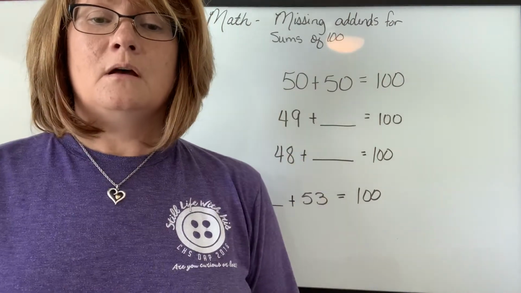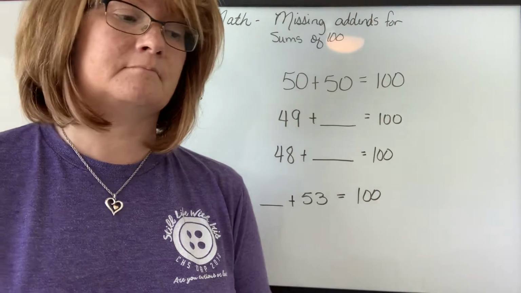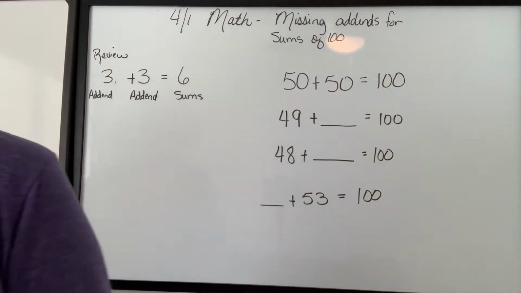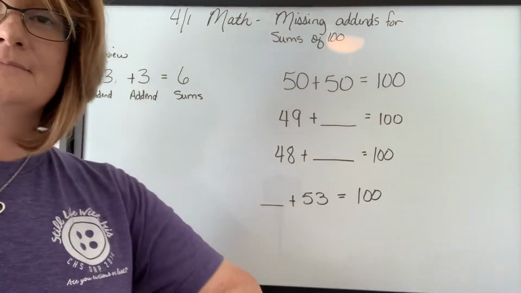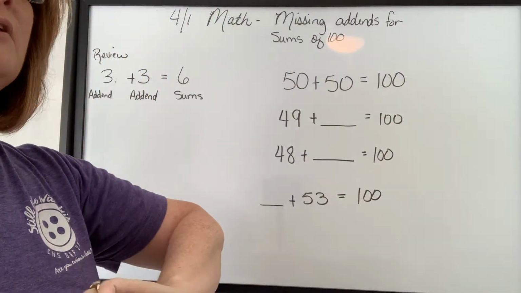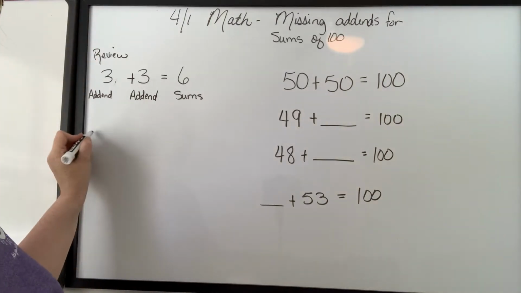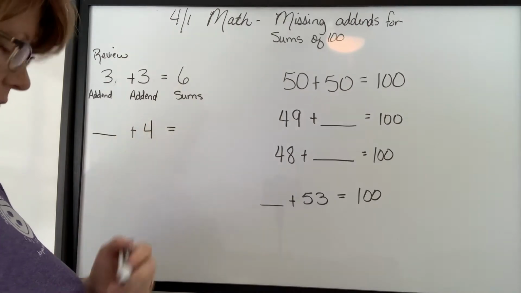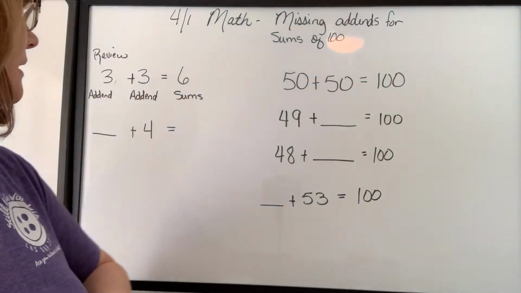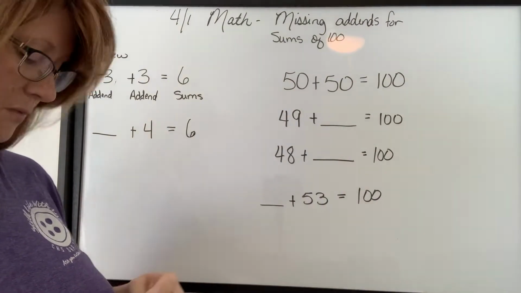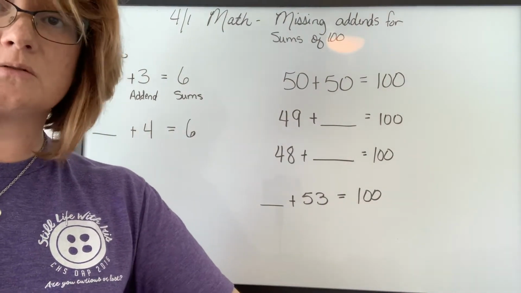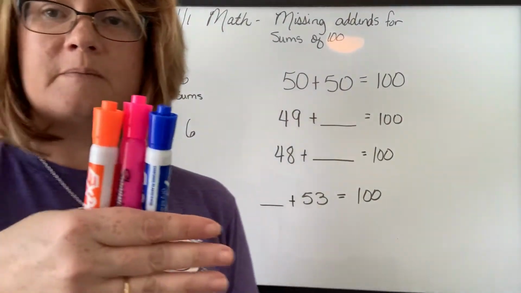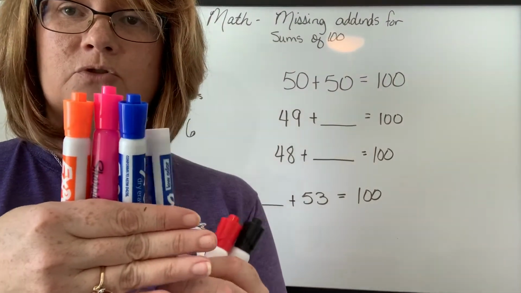All right, let's say I have another problem. I'm going to figure out the missing addend for this, but I'm going to change this one up. Okay, now, so I still have 6 markers, right? But one of my addends is 4, okay? So I'm changing one of my addends from 3 to 4.